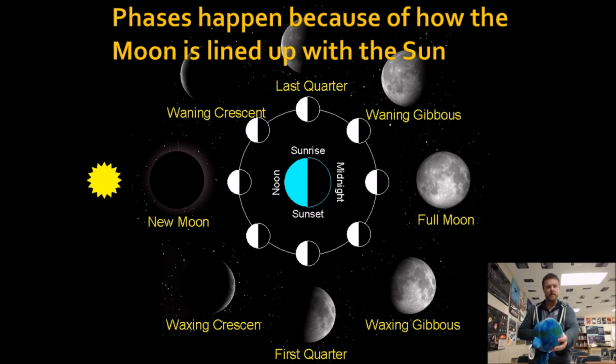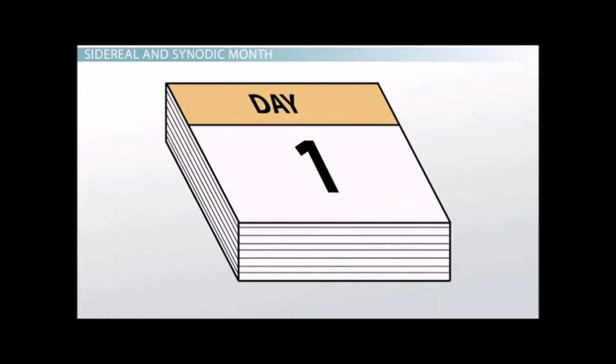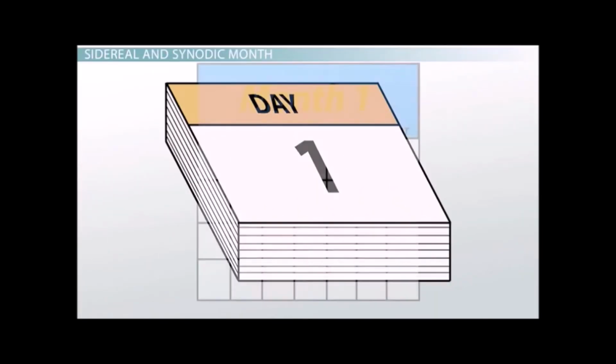If the moon is here, there we go. If the moon is here, this half is lit up, so we see half of the moon lit up and half of it as dark. That's what causes the phases of the moon. We're going to get into that a little bit more in the coming days. But you're going to need to know what causes the phases of the moon in order to figure out the different types of months. The next unit of time up from the day is the month.